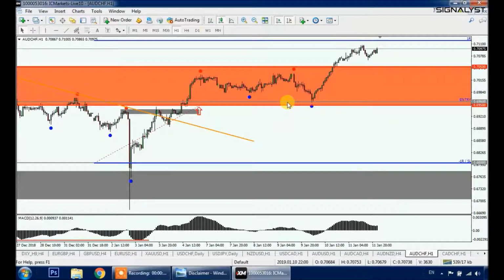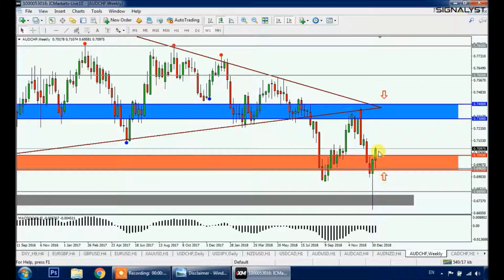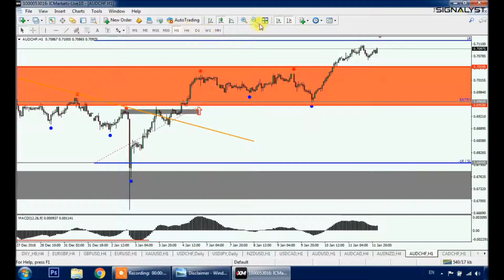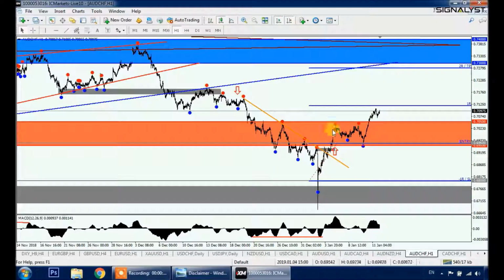AUD CHF. On weekly we have a big momentum candle closing outside our red zone. On daily we have a divergence now forming. On H1 we were waiting for a retest to jump in. I personally didn't catch it as I was asleep. If you caught this one, please keep holding.